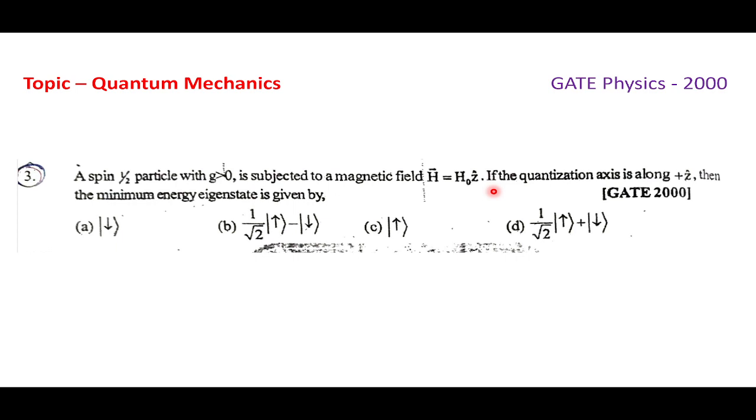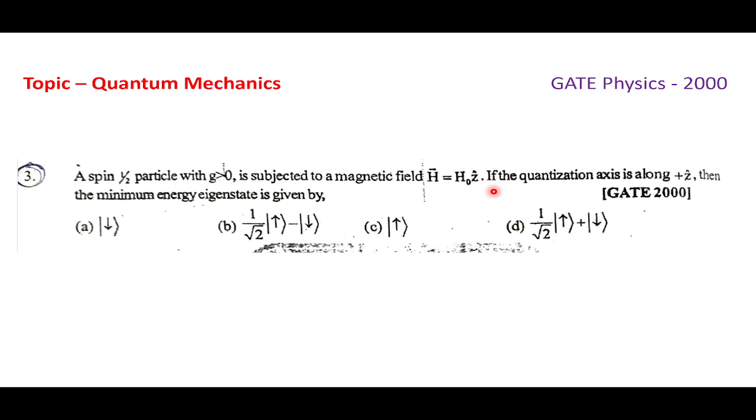Minus mu dot B. So now what will be your mu? Mu is your magnetic moment, right? Here you are not given any information about the orbital angular momentum for this question. So only spin is given, and you have to consider only the spin magnetic moment, that is mu s. So that will be minus mu s dot B.